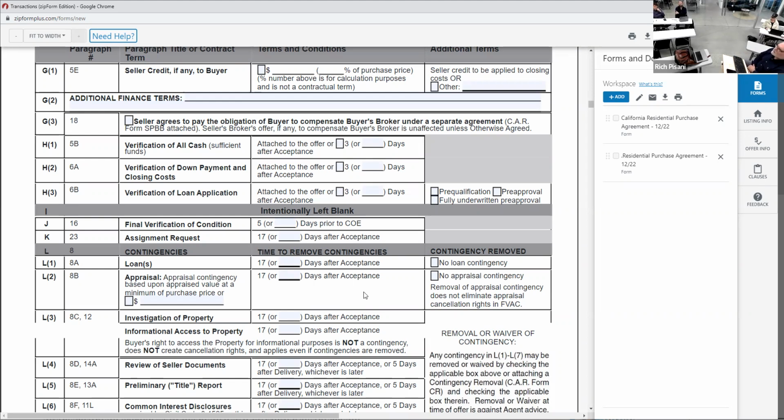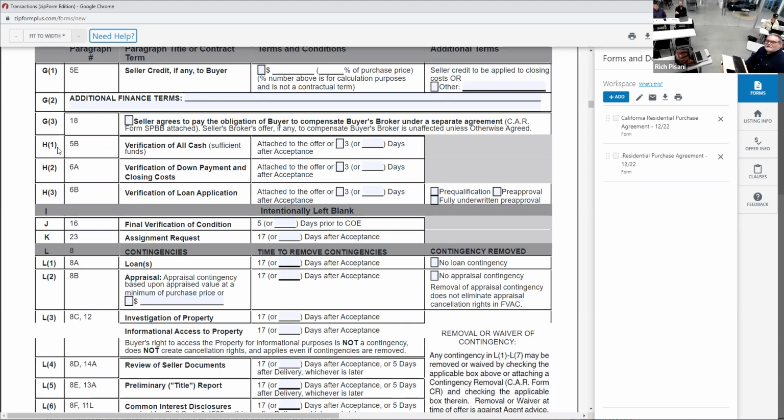So additional financing terms, what would you put here? I'm trying to remember. I used to have a great example, but I can't think of it right now because this stupid blinking screen is just distracting me. I'll think of something and I'll go back to it.